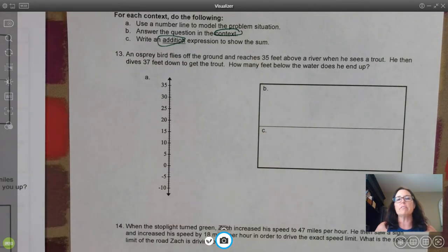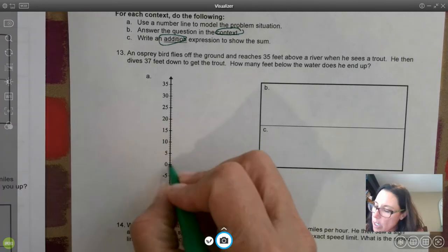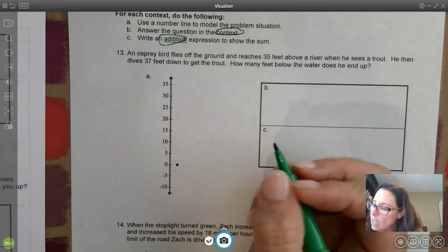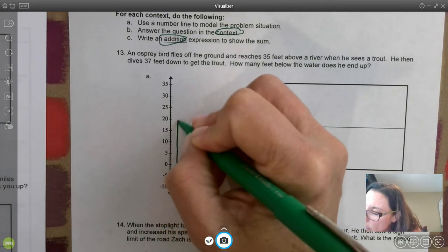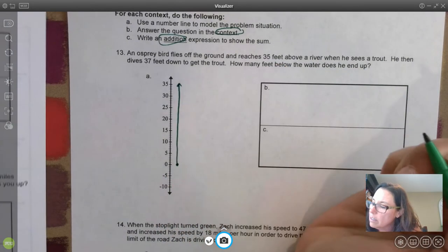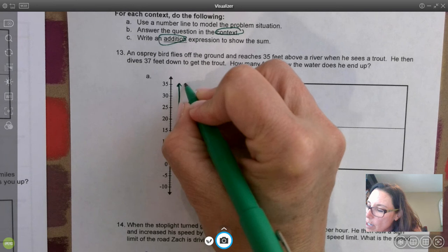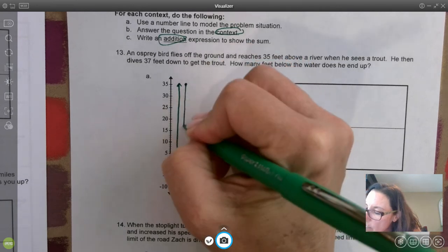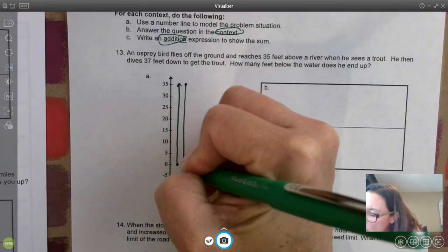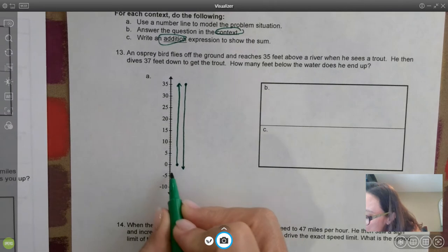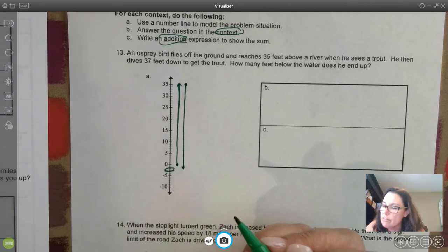Okay, an osprey bird flies off the ground and reaches 35 feet above a river when he sees a trout. He then dives down 37 feet down to get the trout. How many feet below the water does he end up? Okay, so we're going to start at 0. He goes up to 35 feet. Okay, and then he's going to go down 37 feet. Okay, so he's ending up right here at -2.